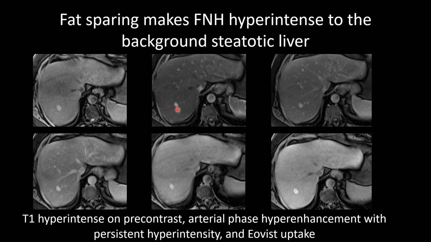It does show arterial phase hyperenhancement, but instead of equilibrating with background liver, it remains hyperintense throughout all phases of contrast, including the hepatobiliary phase with Eovist. Because the background liver is so steatotic, it is going to be relatively hypointense to a normal liver on all phases of our spoiled gradient recalled echo T1 weighted imaging. And therefore, the focal nodular hyperplasia, which does not contain fat, will be hyperintense to that background steatotic liver.